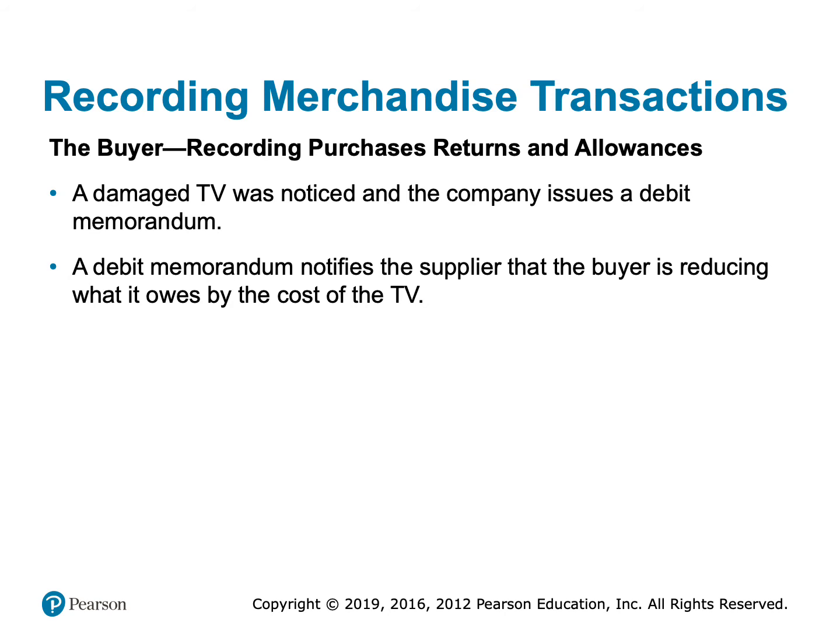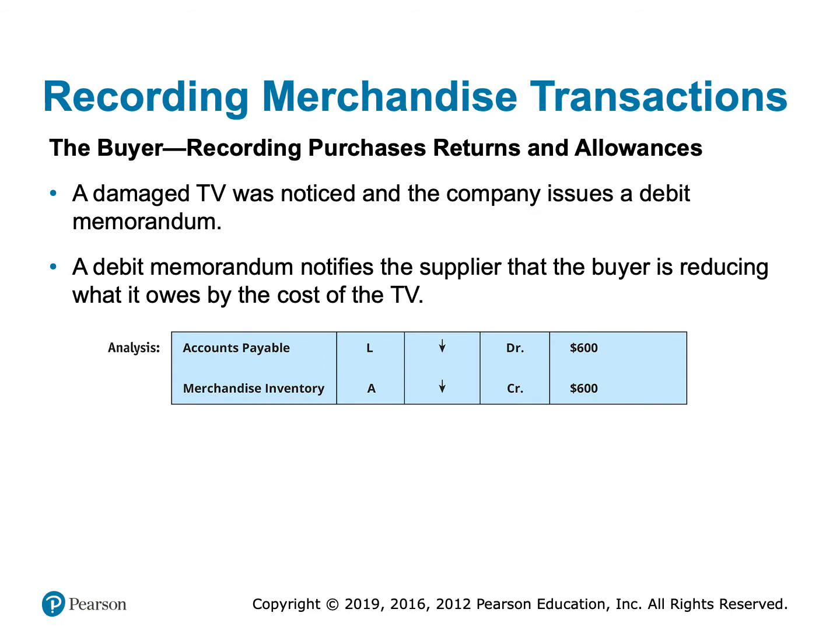Now, we noticed that one of the TVs we bought was damaged, and so we need to return it. So this is one of those TVs that we had bought for the total of the $7,000, but it was damaged, so we're going to return it to the supplier. The supplier is going to give us what's called a debit memorandum, okay?